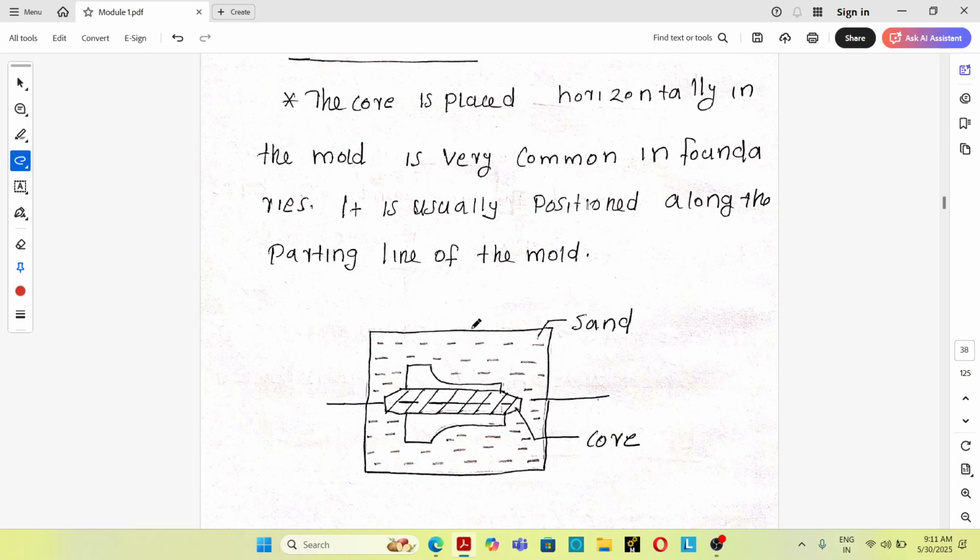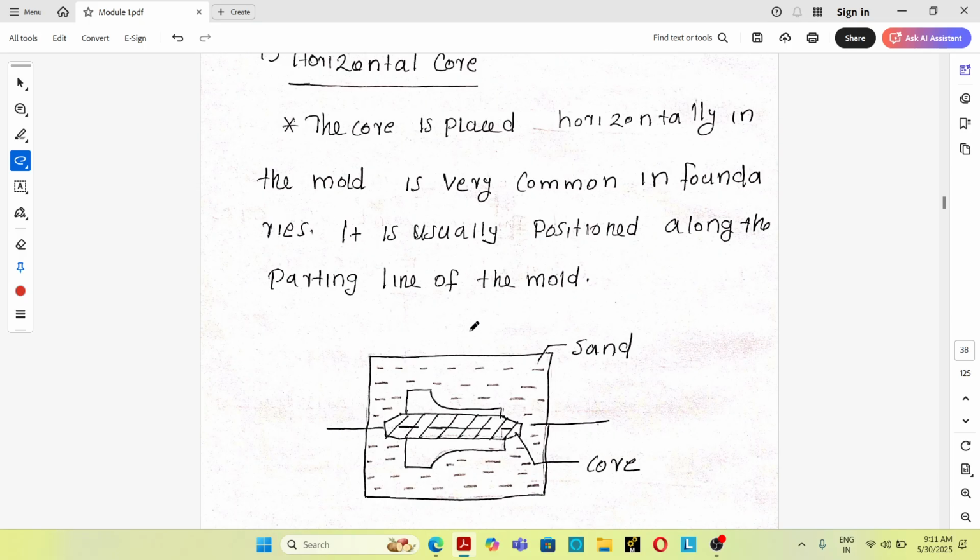This is the figure of the horizontal core. A horizontal core is placed horizontally in the mold. It is very common in foundries. It is usually positioned along the parting line of the mold. So horizontal cores are usually placed in the horizontal direction in the sand casting mold, usually at the parting line.